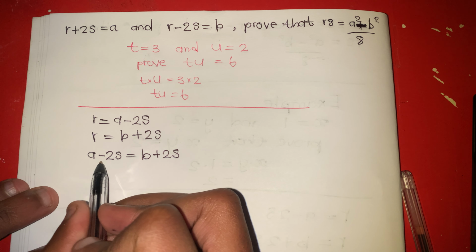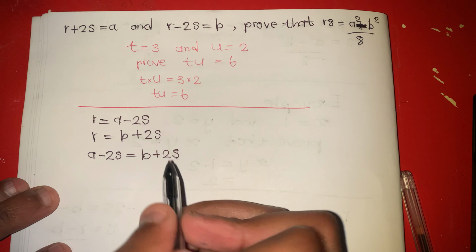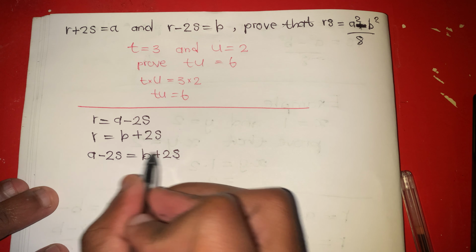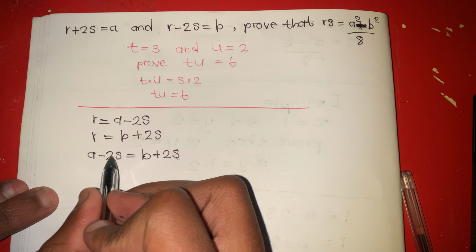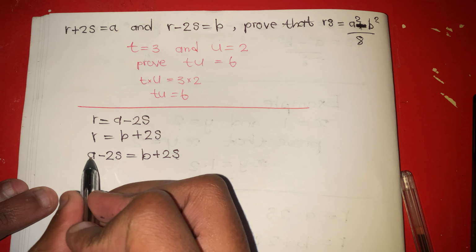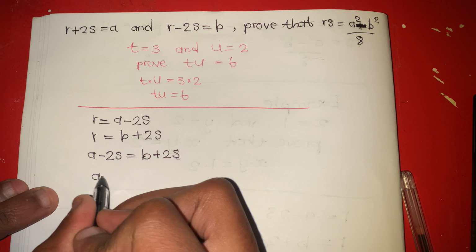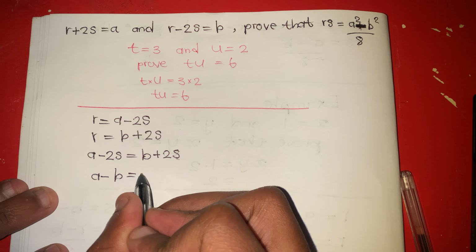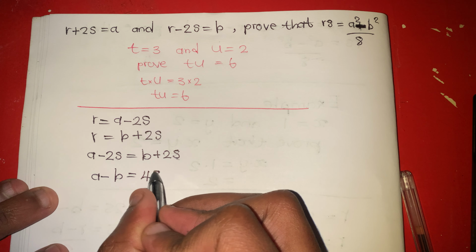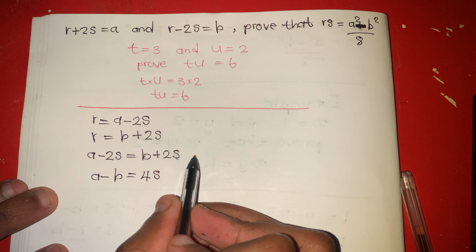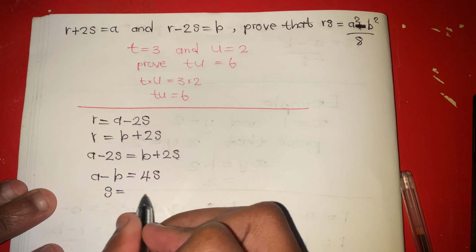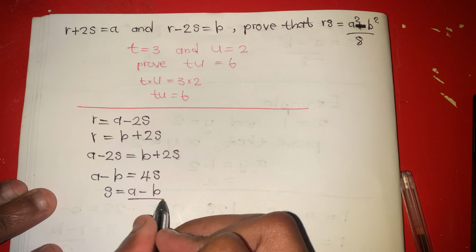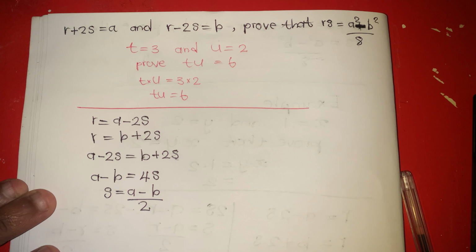And simplifying this, you can take 2s to the other side and b to this side. So a minus b is equal to 4s, because 2 plus 2 is equal to 4. So s is equal to a minus b over 4.